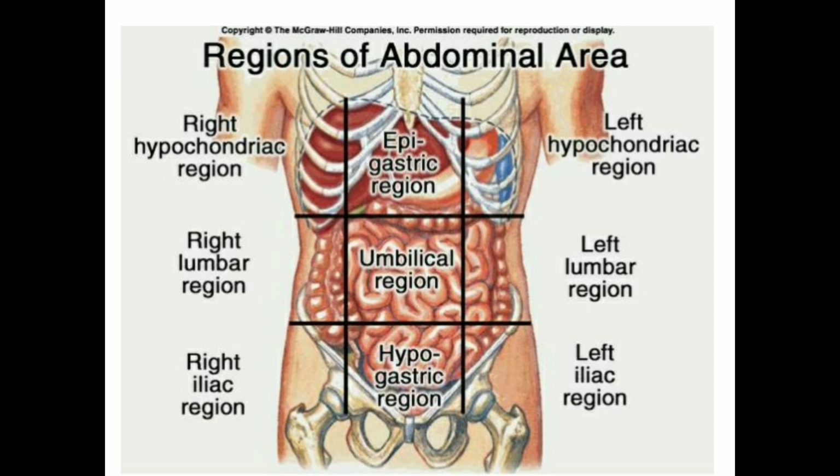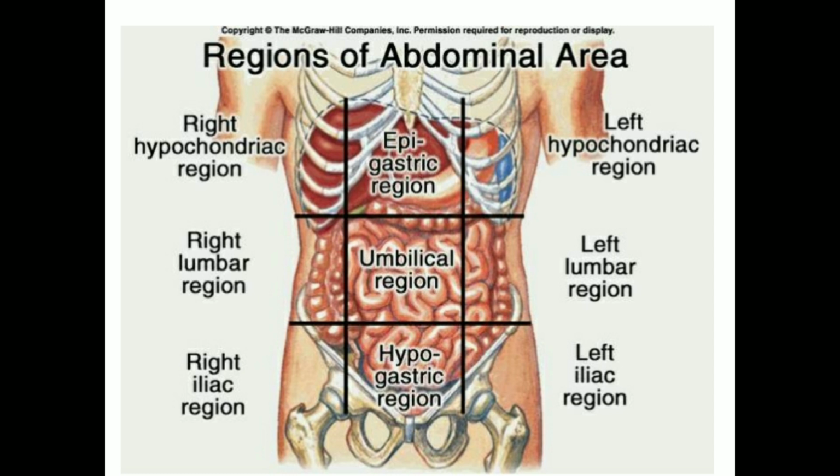So I can tell you the stomach lies in the left hypochondriac and the epigastric region. So to tell, the stomach occupies left hypochondriac and epigastric region. To know that, you have to know the quadrants of the abdomen. So the abdomen consists of 9 quadrants.